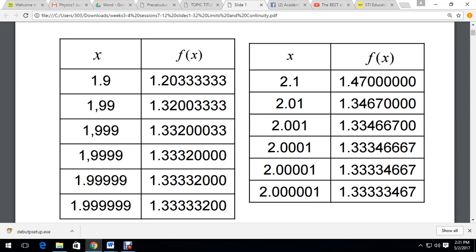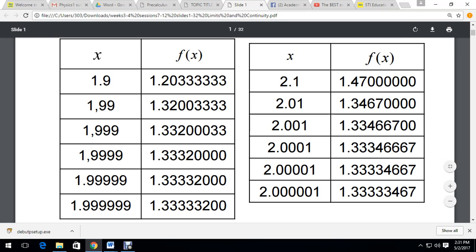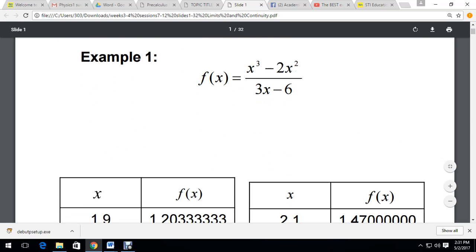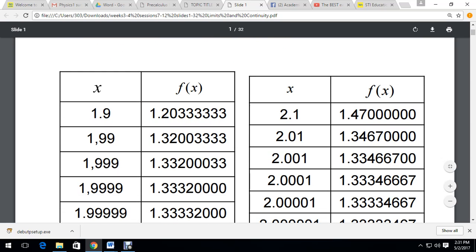We can do this for the assigned values of x lower than 2, but we could also do this for values of x above 2. That is the one that is illustrated on the right hand side of the table. We have the assignment values for x as 2.1, 2.01, 2.001, and so on, getting the value of x closer and closer to 2.